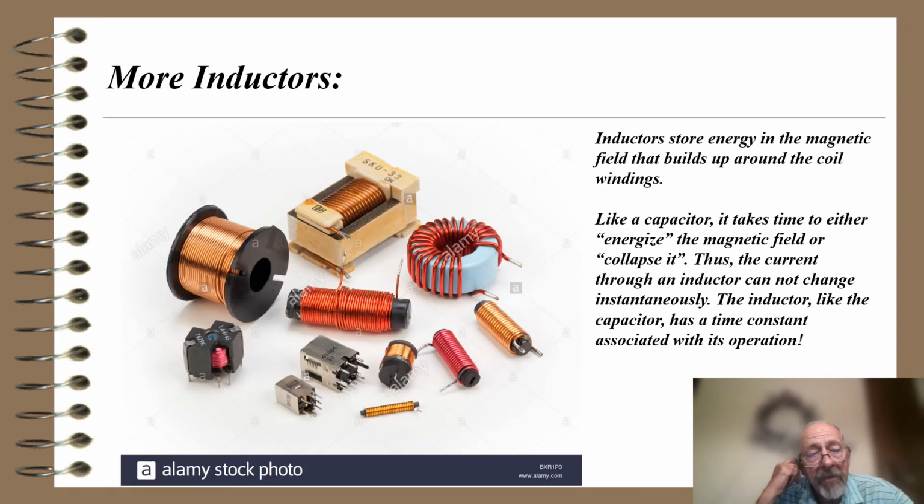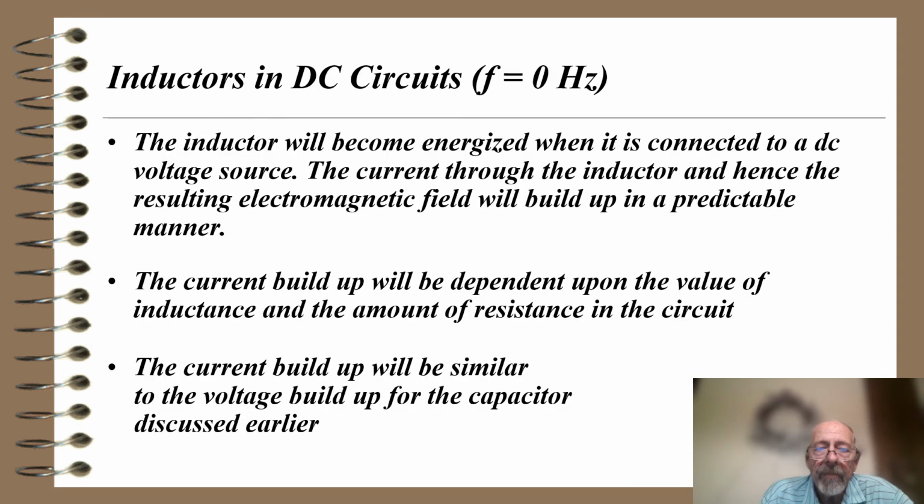So here's again a picture of various inductors, and inductors again store energy in the magnetic field that builds up around the coil windings. Like a capacitor, it takes time to either energize the magnetic field or to collapse it. Thus, the current through an inductor cannot change instantaneously. The inductor, like the capacitor, has a time constant associated with its operation. So again, you see various different types of inductors there.